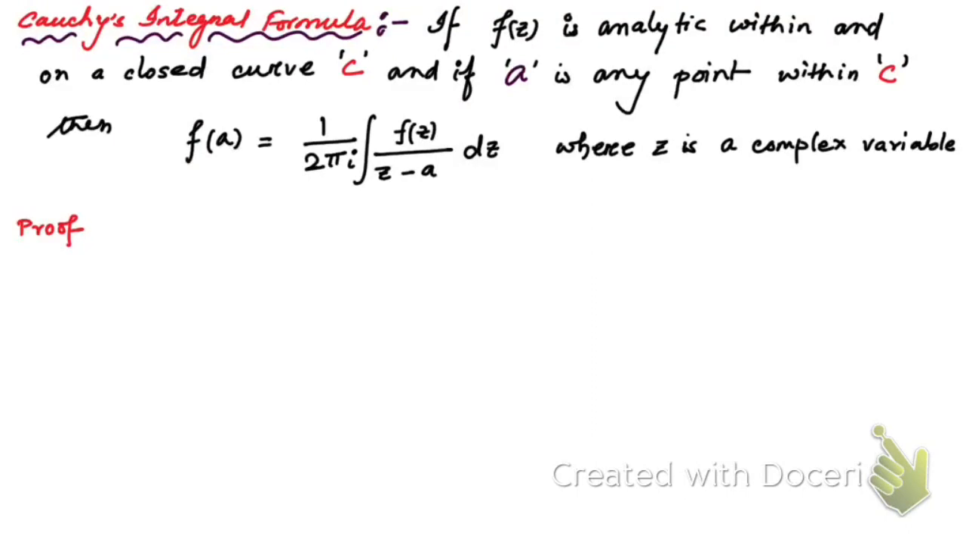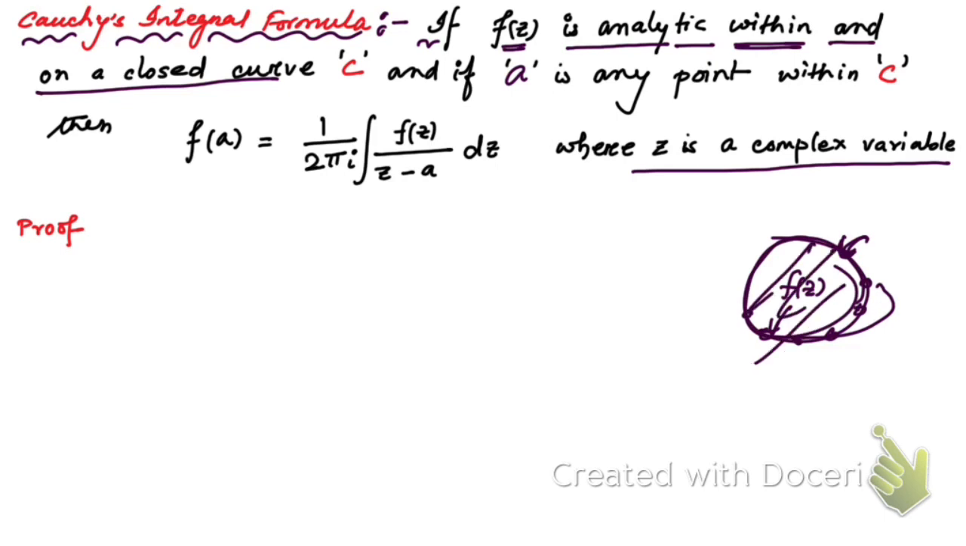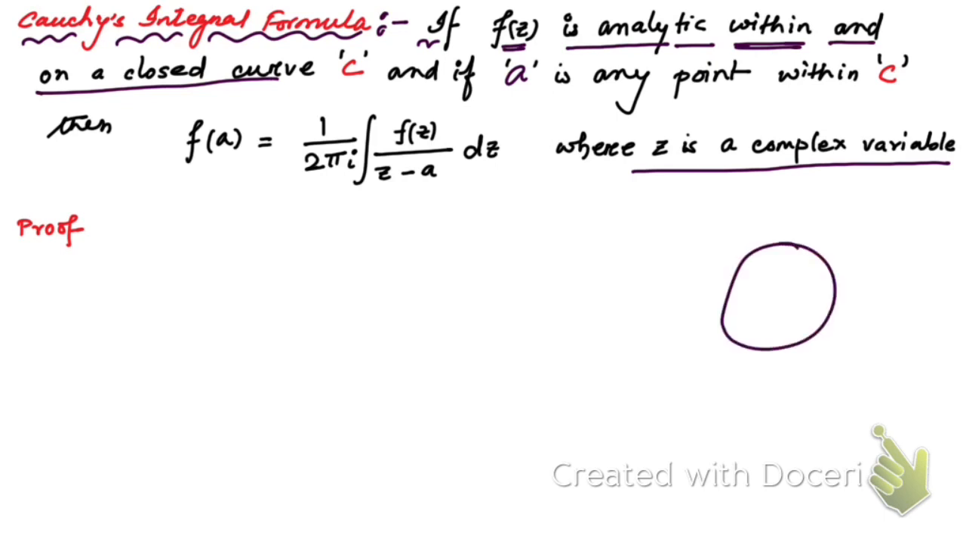So here is Cauchy's integral formula. If we have a function f of z, where z is a complex variable, and this function is analytic within and on a closed curve, suppose there is a closed curve, and this function is analytic within this curve and at the points on the curve also, and if there is a point within this curve, suppose that point is A.